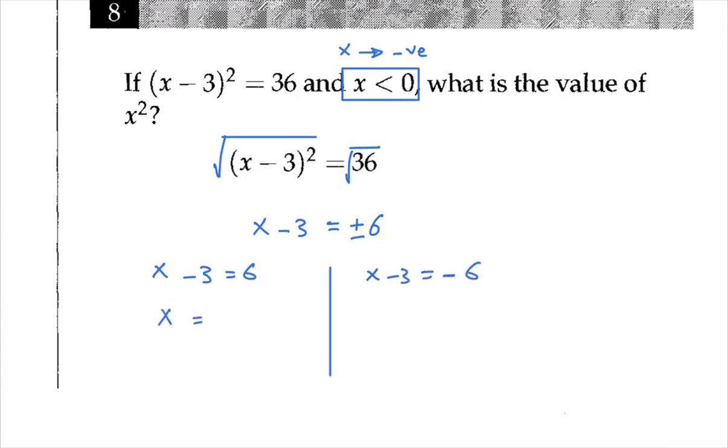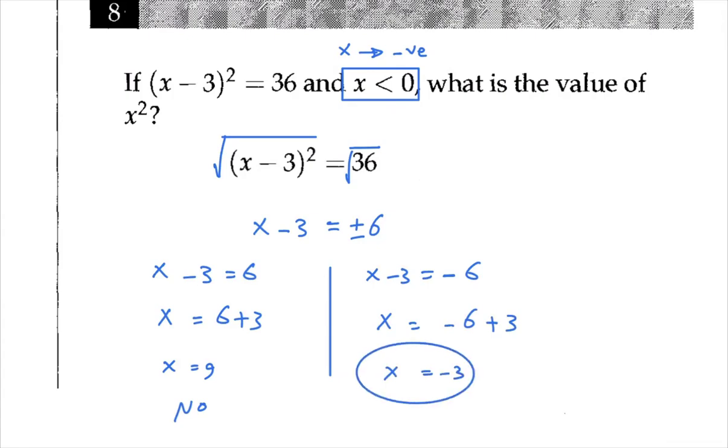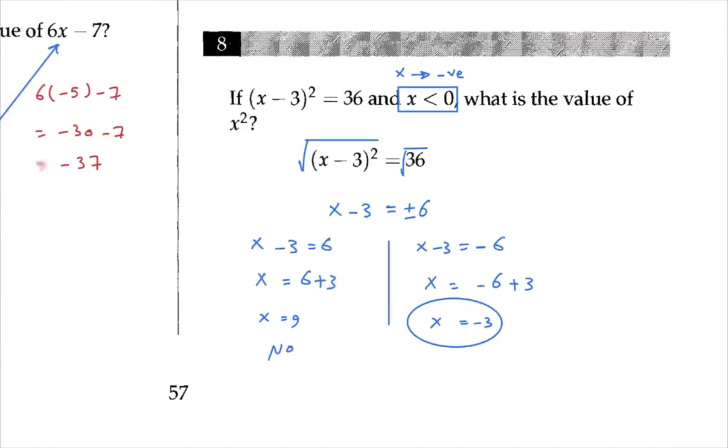So shift -3 here, it will be 6 plus 3, so x equals 9. Can we take this value? No, this value is refused. Why? Because here it's given that x is negative, x less than 0. Let's do the other one. If you shift -3, x will be equal to -6 plus 3, so x here equals -3, and this will be the answer for this question, since we need x to be a negative value.